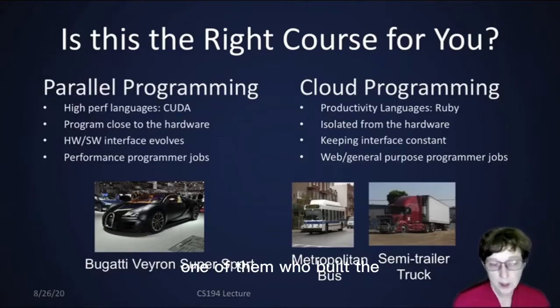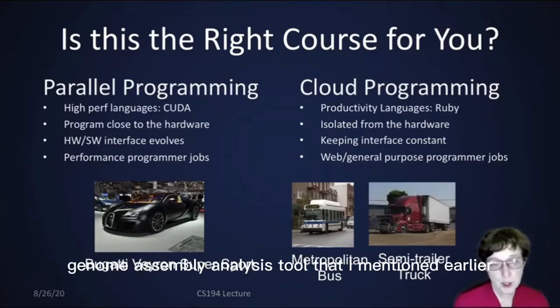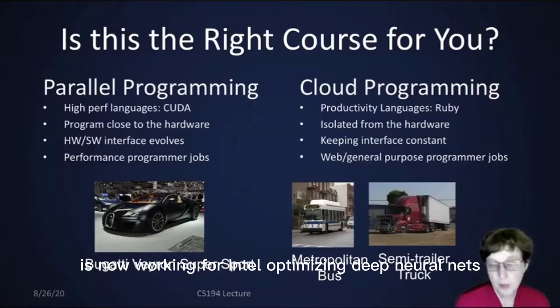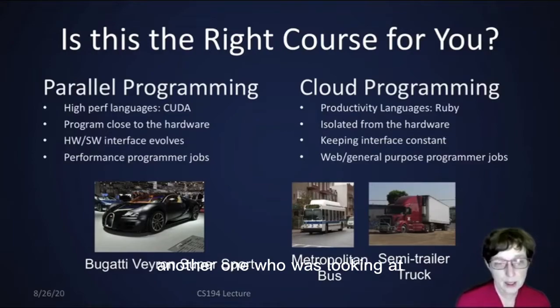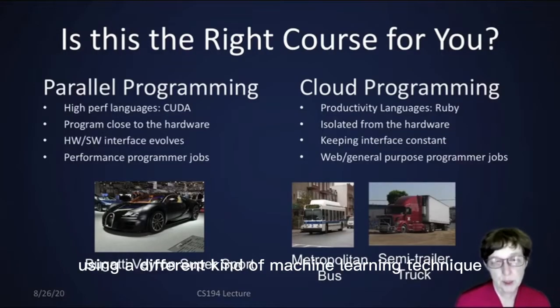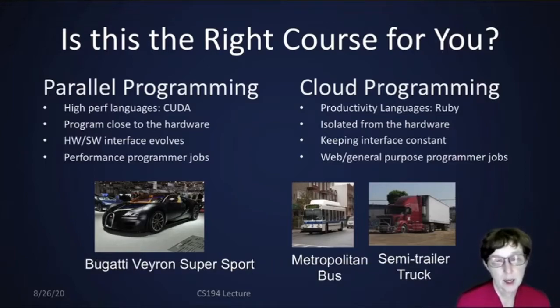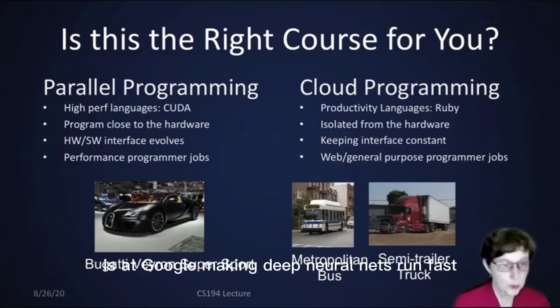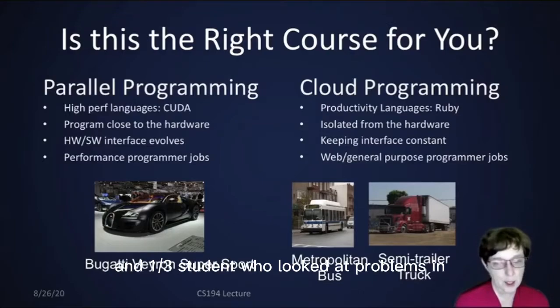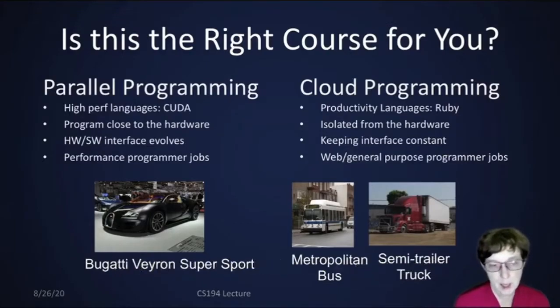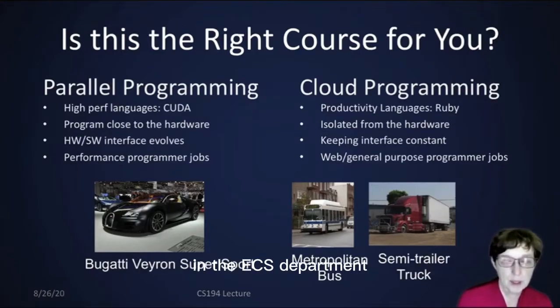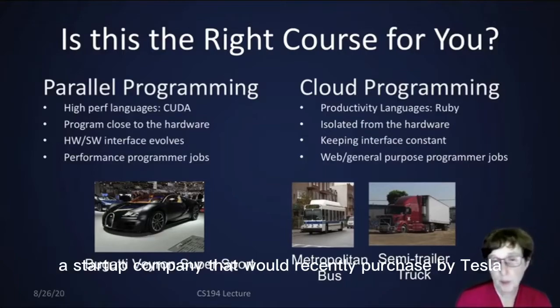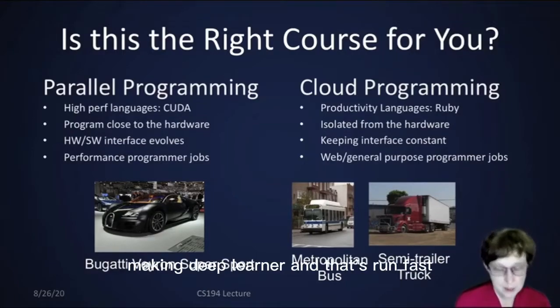One of them who built the genome assembly analysis tool that I mentioned earlier is now working for Intel, optimizing deep neural nets. Another one who is looking at very large-scale data analysis problems using a different kind of machine learning technique, including things like analyzing image data from the brain, is at Google, making deep neural nets run fast. And a third student who looked at problems in image analysis coming from MRI data, working with Mickey Lustig in the ECS department, is at a startup company that was recently purchased by Tesla, making deep neural nets run fast.